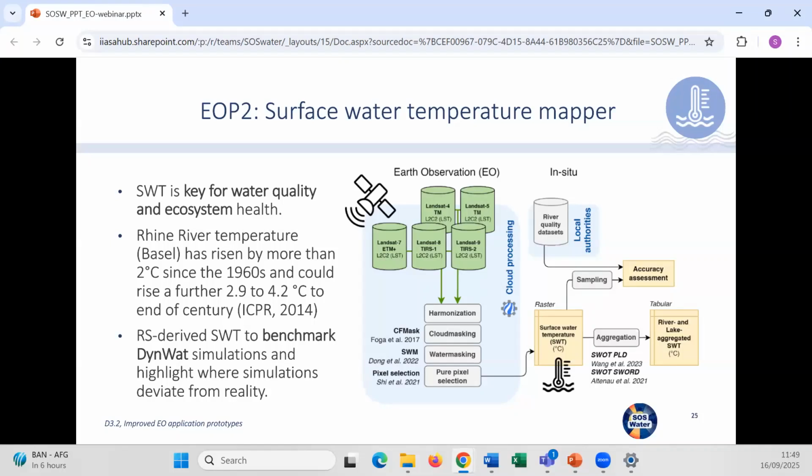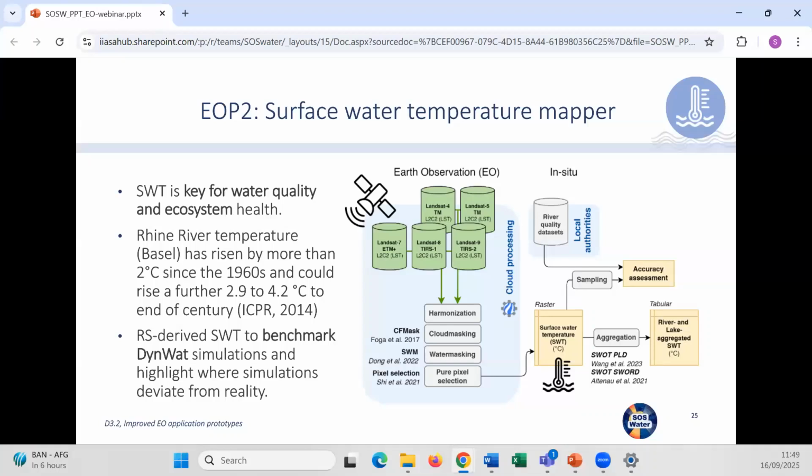And so for our prototype, basically we use Landsat data, so data from the sensors from NASA and USGS. We use 5 different platforms. We do some harmonization, some cloud and water masking, and a pure pixel selection algorithm so that we are sure that we only select entire pixels consisting of water. Then what we get out is basically a spatial temporal time series, so maps over time.